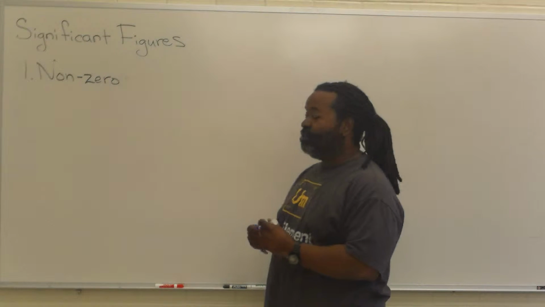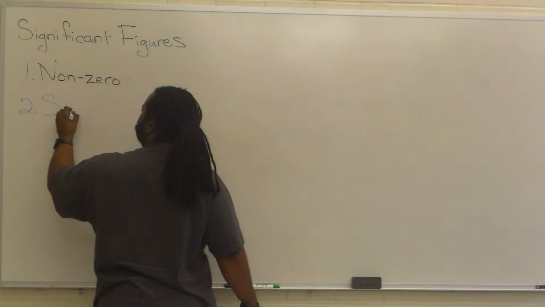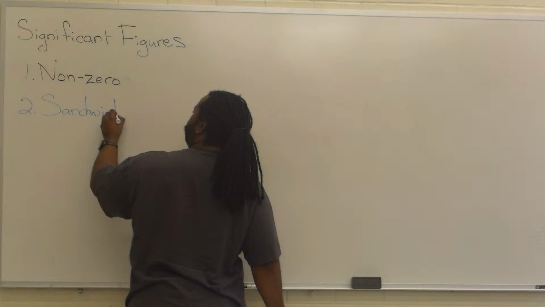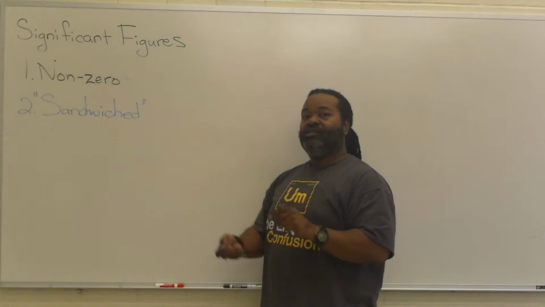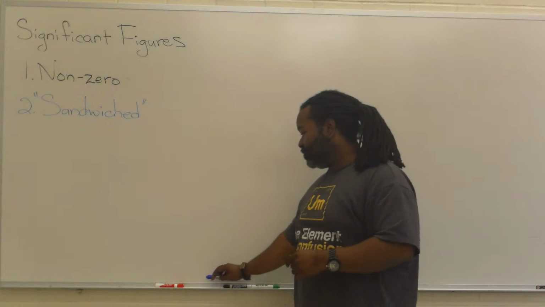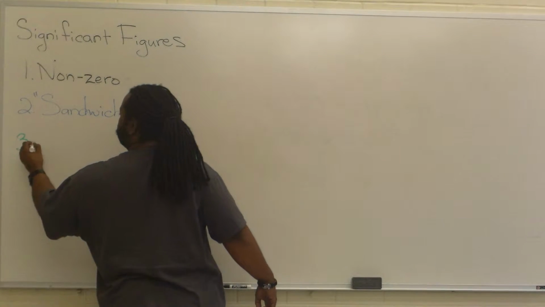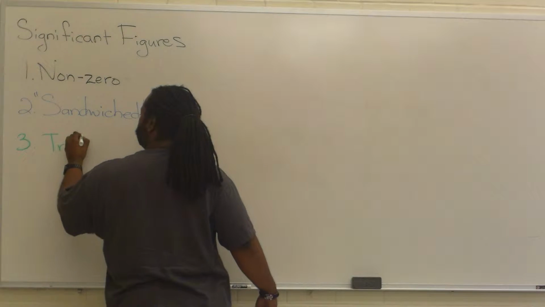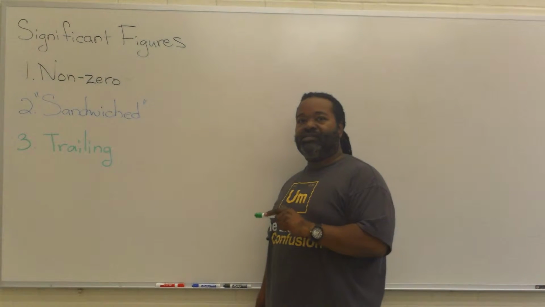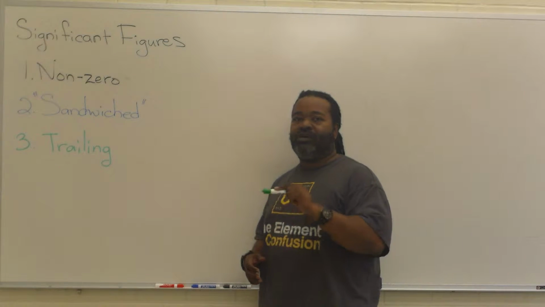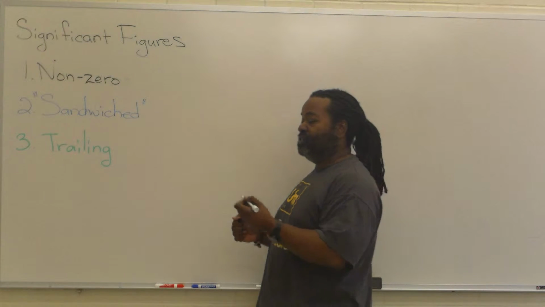Second rule, I'll write in blue, and this is the sandwich rule. So anything that is a zero that is sandwiched between two significant figures is itself significant as well. And the third rule, I'll write that in green, is the trailing rule. And the trailing rule says that if there is a decimal, then trailing zeros are significant. So next, I'll write up some examples and count up the significant figures in them.